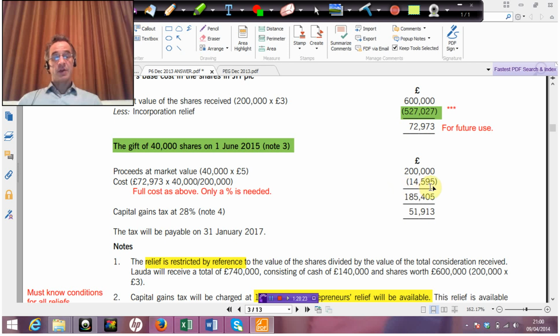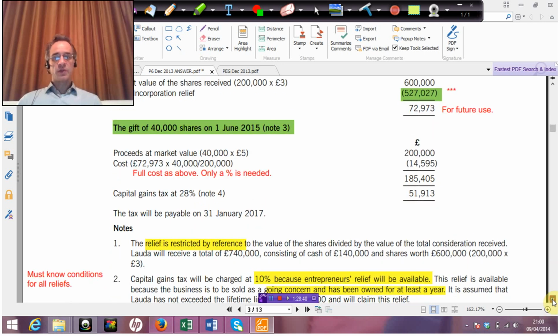We had to do that. So we need to have a cost in a three-liner, obviously. So we had the proceeds given in the question at £5 per share. The cost is just a proportion of the reduced base cost, giving us the difference of 185, and taxed at 28%. I'll just take you down to notes 3 and 4 so you can read those as well.